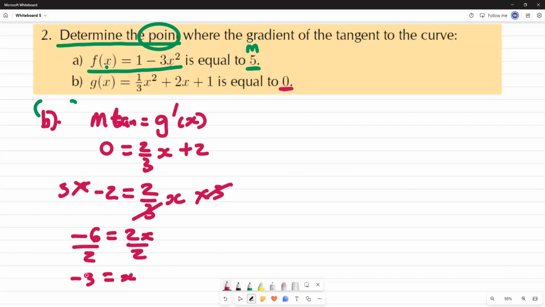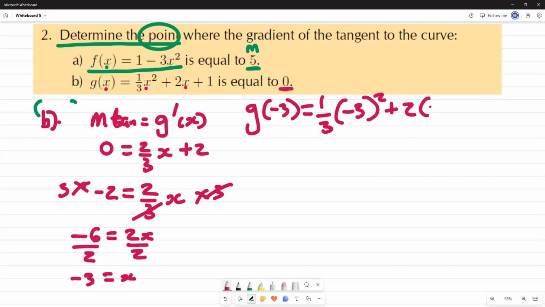So I have the input now. The curve and the tangent are meeting at x value equals negative 3. Now I can replace x with negative 3 to get the y value on the curve. So g of negative 3 is the same as 1 over 3 times negative 3 squared, plus 2 times negative 3, plus 1. I'm sure you see, ladies and gents, I just copied this, but replaced all the x values with this guy here.